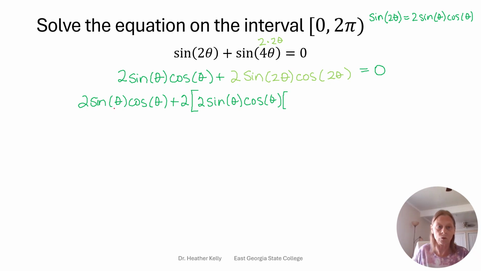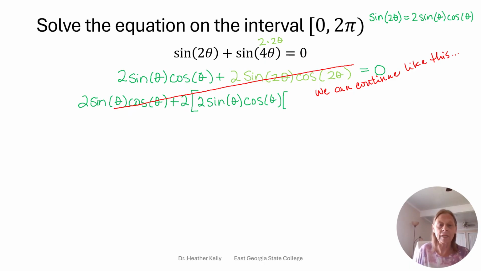So I'm not going to erase this. I'm just going to put an X through it and say we can continue like this. But it was getting kind of complicated. When it came to the point that I had to decide what to do with this cosine 2 theta, I was like, that's going to make all this multiplication really ugly. Let me think about another way. And so this is our second attempt.